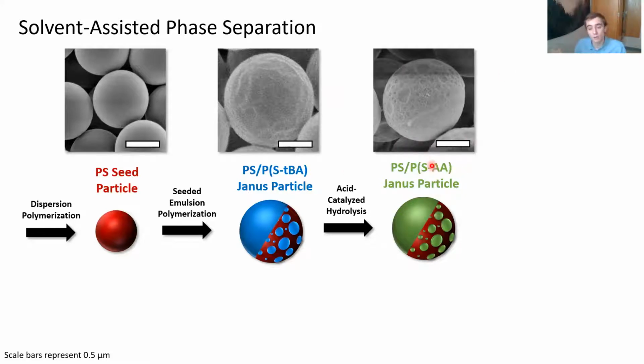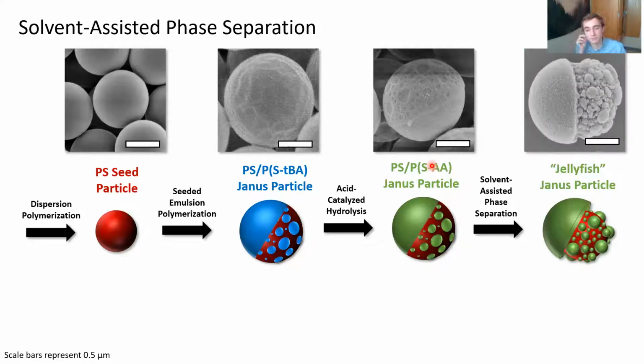And then finally, our new technique that we're introducing with this project is called solvent-assisted phase separation, or SAPS. SAPS has been around and used in other applications, but we are introducing it. We don't think it's been seen before, but it can be used to reorganize particle components. Essentially, we're taking this input particle and using SAPS, we're rearranging these domains on the particle and ending up with this unique morphology that we're calling a jellyfish due to its appearance.